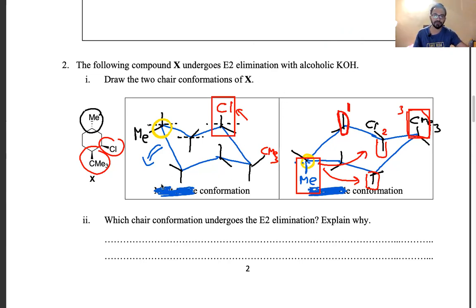So that's how it happens. This one becomes the most stable. This is the less stable, right? I think it's very clear to you.